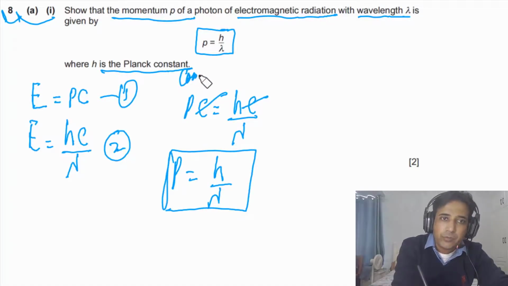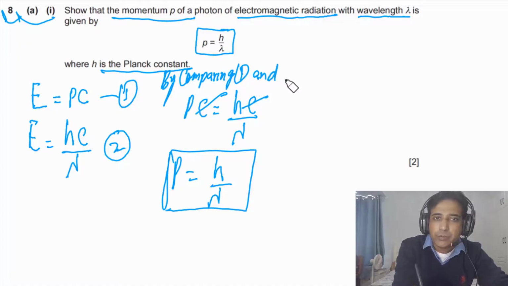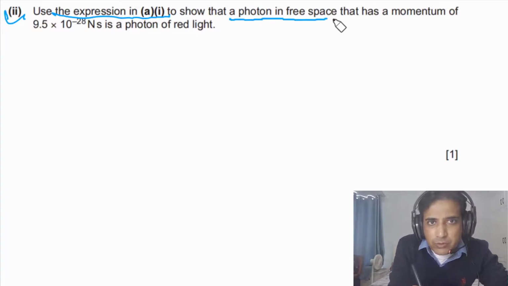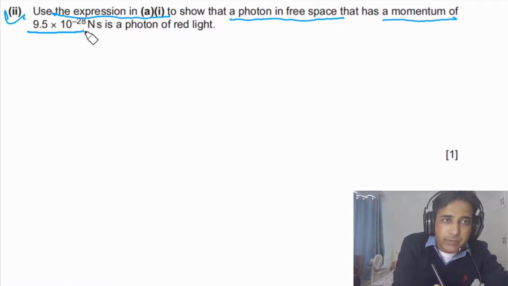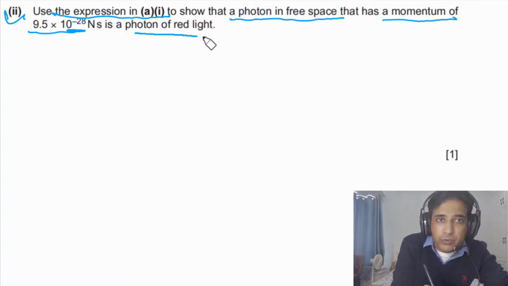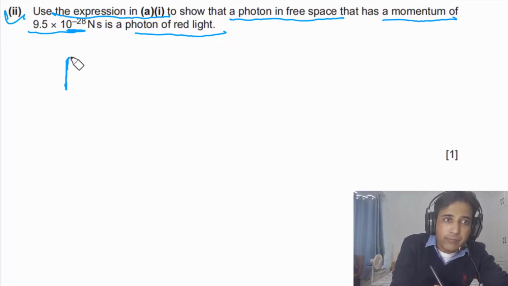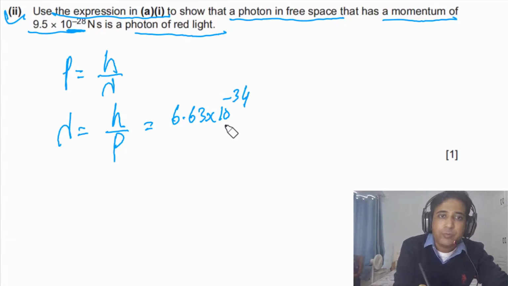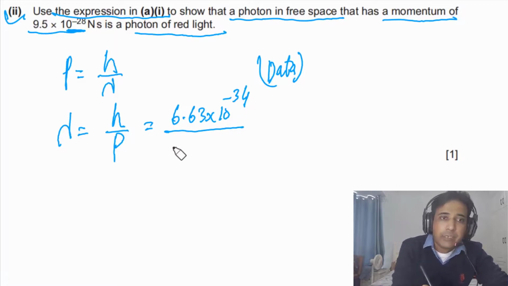So here you can simply say by comparing 1 and 2, so this is the answer. Second part says, use the expression in A1 to show that a photon in free space that has a momentum of 9.5 times 10 to minus 28 Newton second is a photon of red light. In the last part, we have written that P is equal to h over lambda. Now we need to calculate value of lambda, wavelength, so simply we can say h divided by P. And value of Planck's constant is 6.63 times 10 to minus 34 joules second. And this value you can find in the data given on the second page. And value of momentum is given to us, that is 9.5 times 10 to minus 28 Newton seconds.